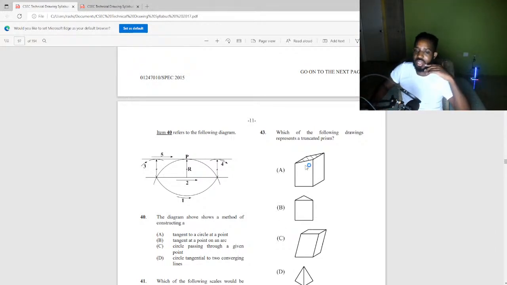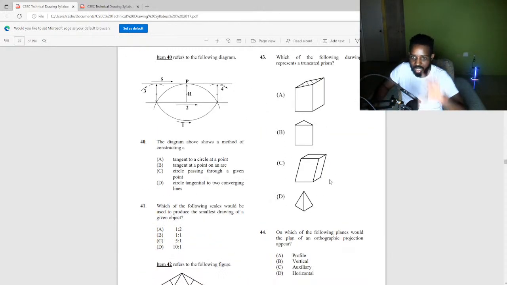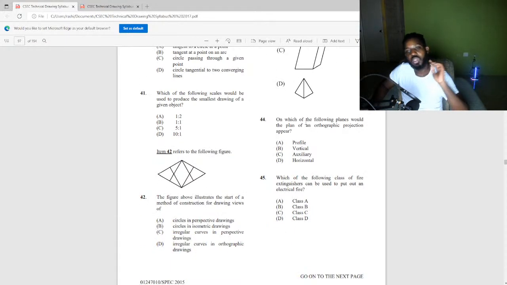These diagonal lines right here, these hatching lines, are what I use to represent something that is cut off. And that's the only one that has the cut. None of these have a cut, so these are all solid. This is the one with the cut. So 43 is A. On which of the following planes would the plan of an orthographic projection appear?